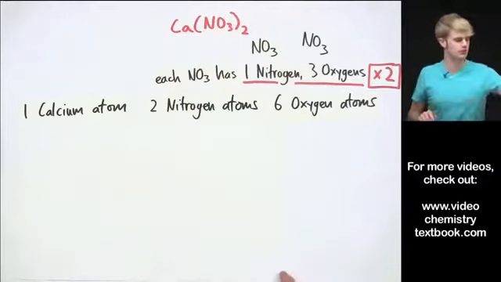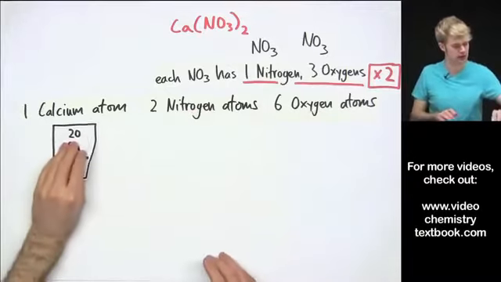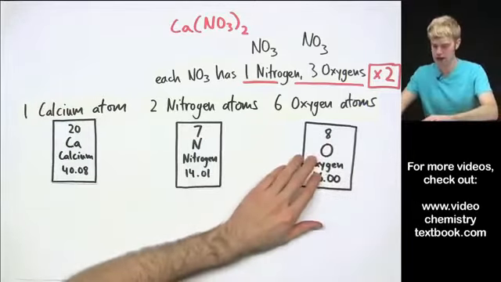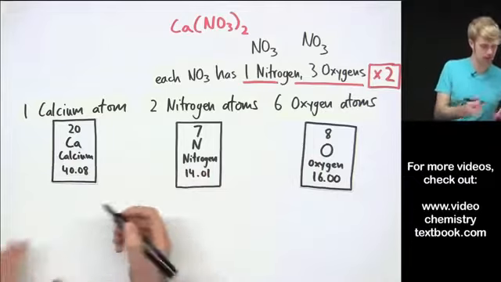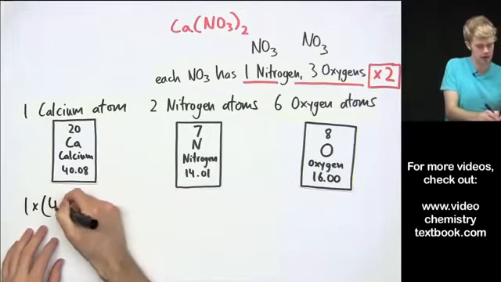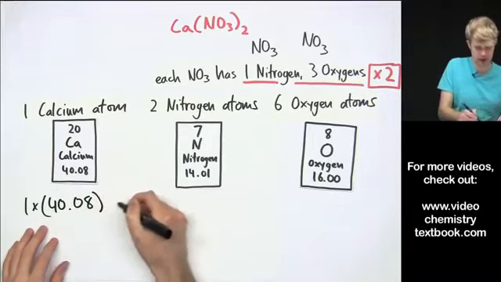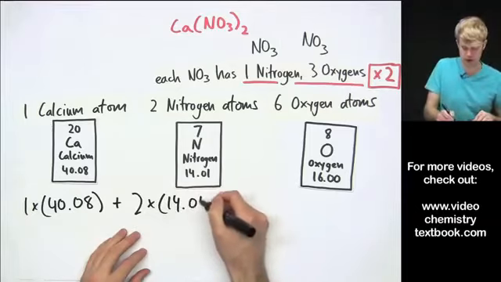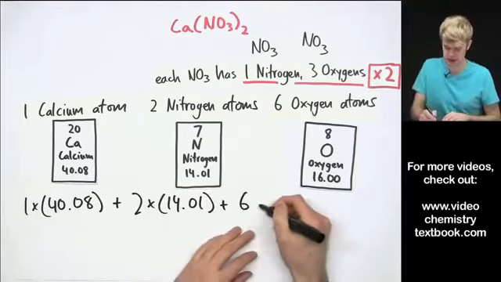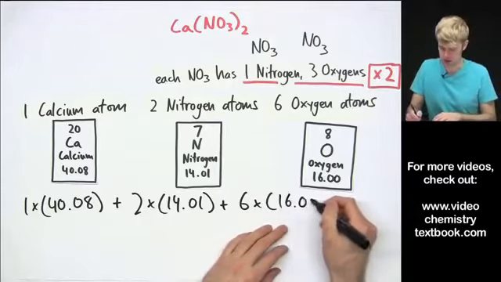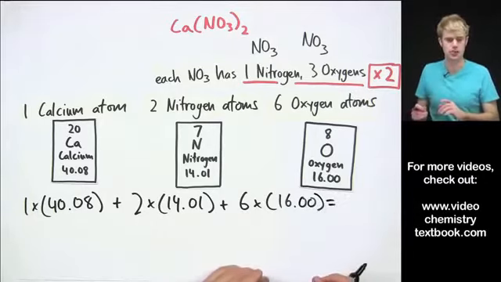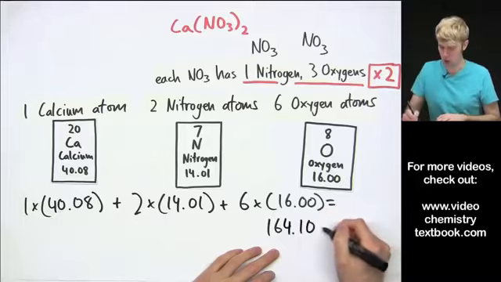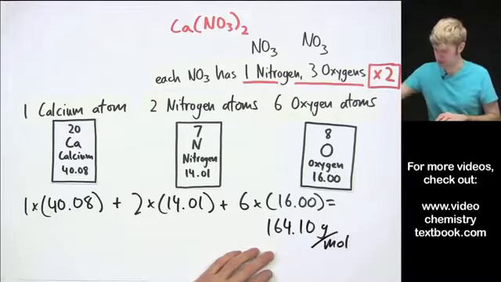Now we just do the same thing we've done before. We know how many atoms of each type we have, so we look each atom up on the periodic table and find out how much it weighs. Now we go through the calculations like we've done before. 1 calcium, so we do 1 times 40.08, plus we've got 2 nitrogen, so we do 2 times 14.01, plus 6 times 16.00, because we have 6 oxygens, and we end up with 164.10 grams per mole.